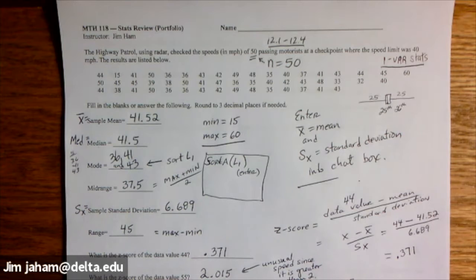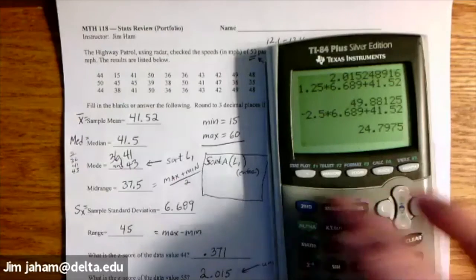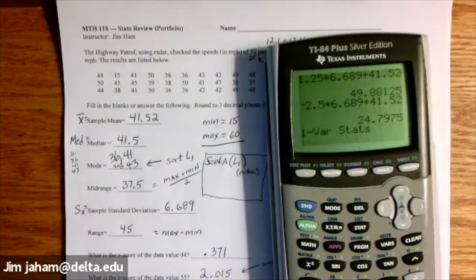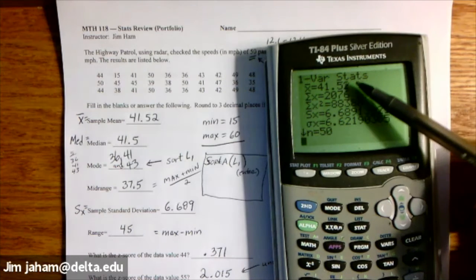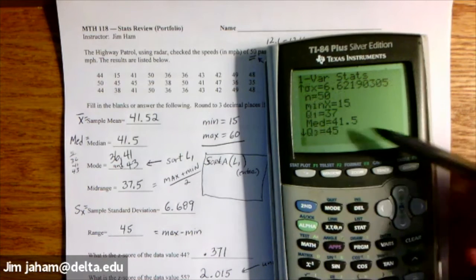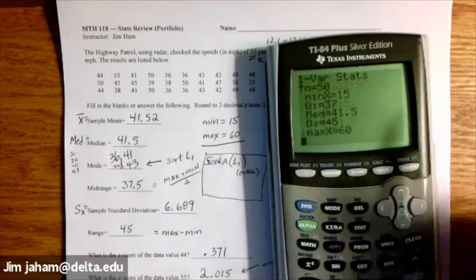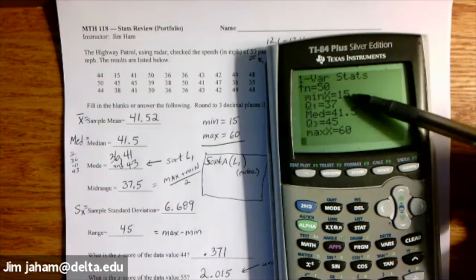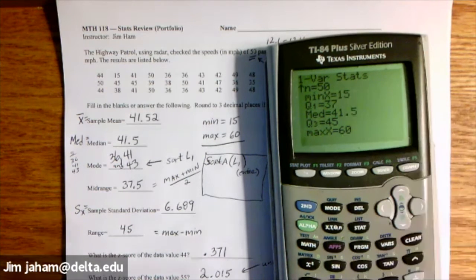But the calculator gives that to you when you run the one variable statistics. This arrow means that it's down there a little further. There it is, median. You also want to write down the min and the max, because the min and the max are used to calculate the mid-range and the range.